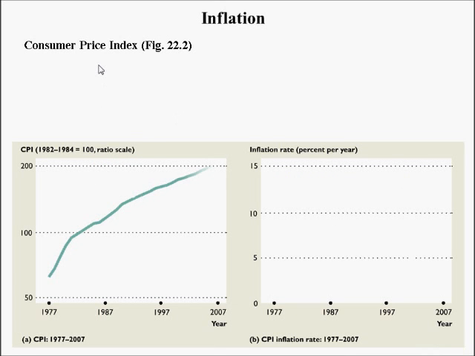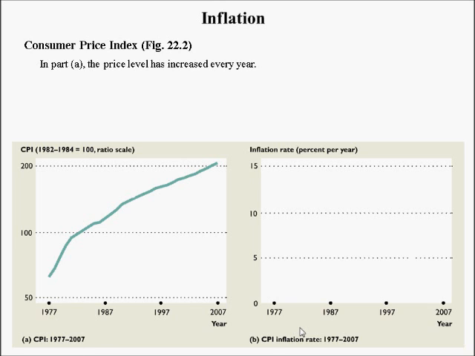So this is figure 22.2 in the textbook. So here's the CPI from 1977 to 2007. Now notice the price level is rising pretty fast here, and then even faster here, and then it starts to slow a little bit, right? And then the price level is rising very slowly here. Then it starts rising again, then it starts rising very slowly again. And then it's pretty constant from here to here.